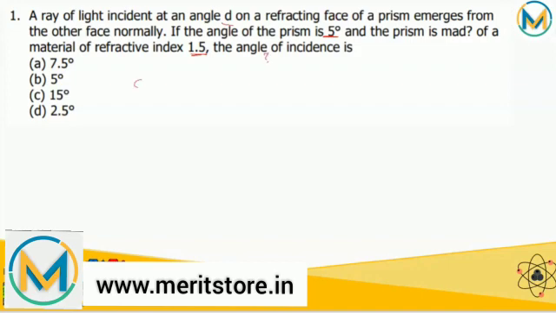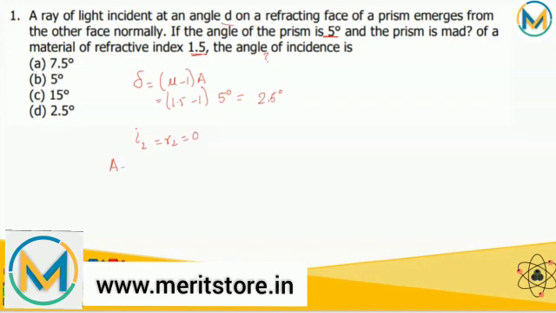Now since we know the deviation delta is equal to (mu minus 1) into A. Mu given in the question is 1.5 minus 1 and A given in the question is 5 degree. So from here the deviation comes out to be 2.5 degree. The angle of prism is 5 degree and the ray emerges from the refracting face of the prism normally. Then I2 and R2 both equal 0.